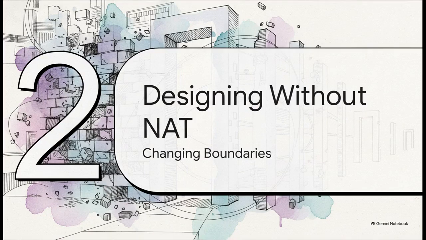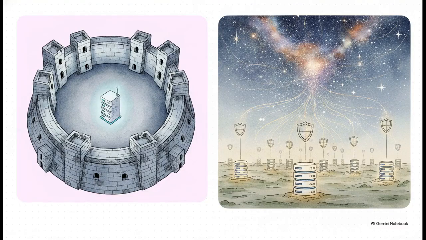Moving right along to Section 2, designing without NAT. So, for decades, our IPv4 comfort zone relied heavily on network address translation, or NAT, to act as this de facto security boundary. It was like a warm blanket. It hid our internal topologies and basically guaranteed a single IP per host. Well, the IPv6 reality is a totally different ballgame.